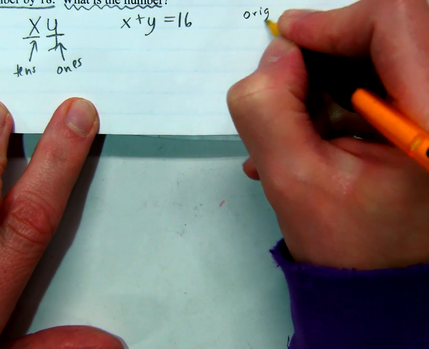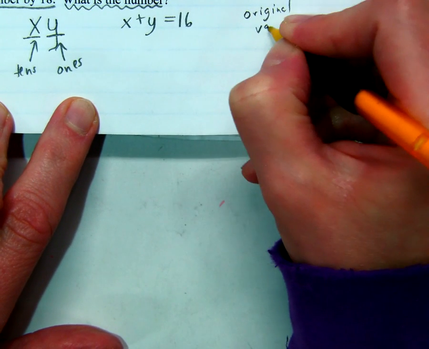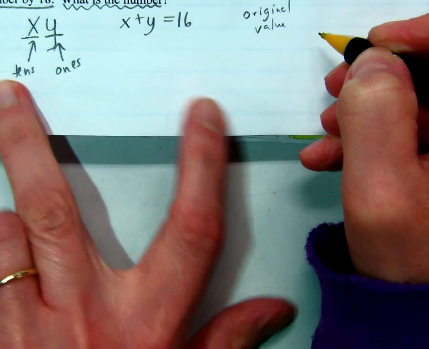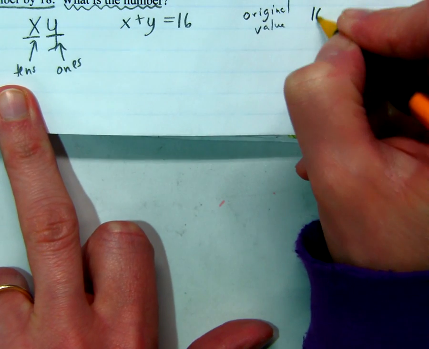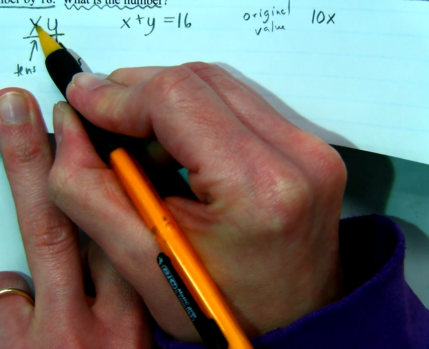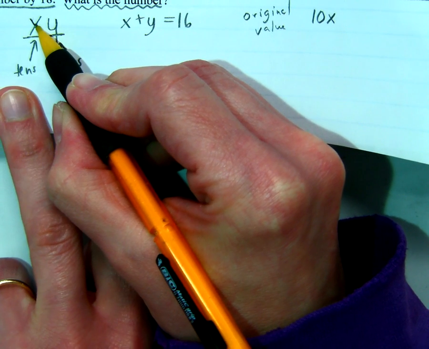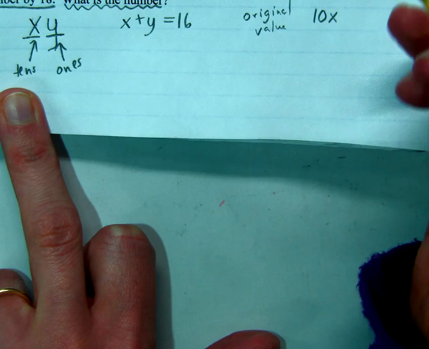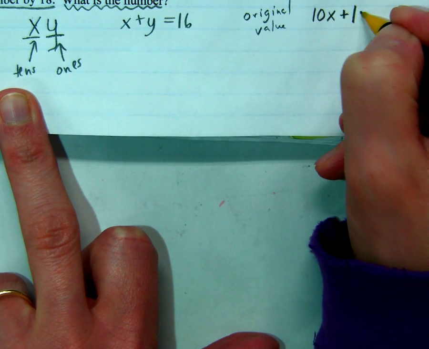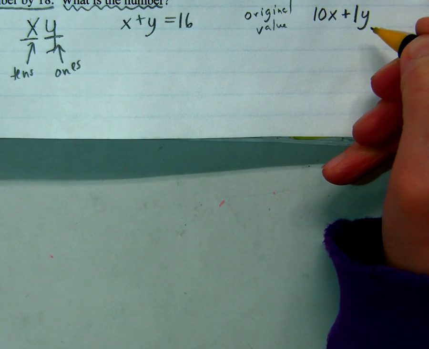So if we're talking about the original value of the number, the tens place is worth 10, so that would be 10 times whatever that digit is in the tens place. So if it's a 2, it makes it 20, a 5 makes it 50. You have to take it times 10. And then the ones place is just worth 1, so I could put 1y or I could just put y.